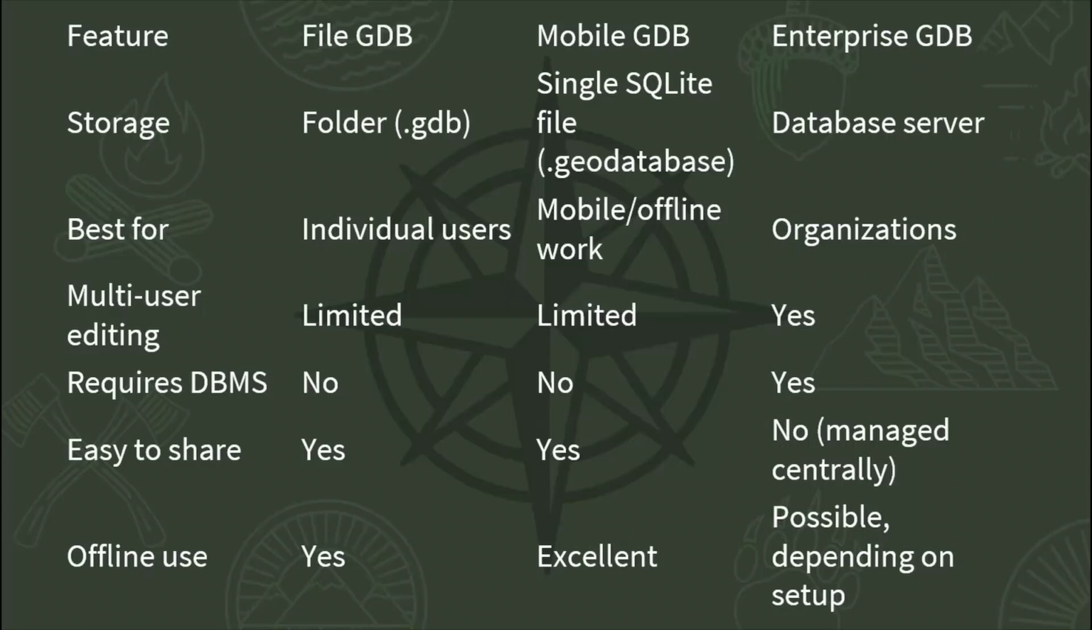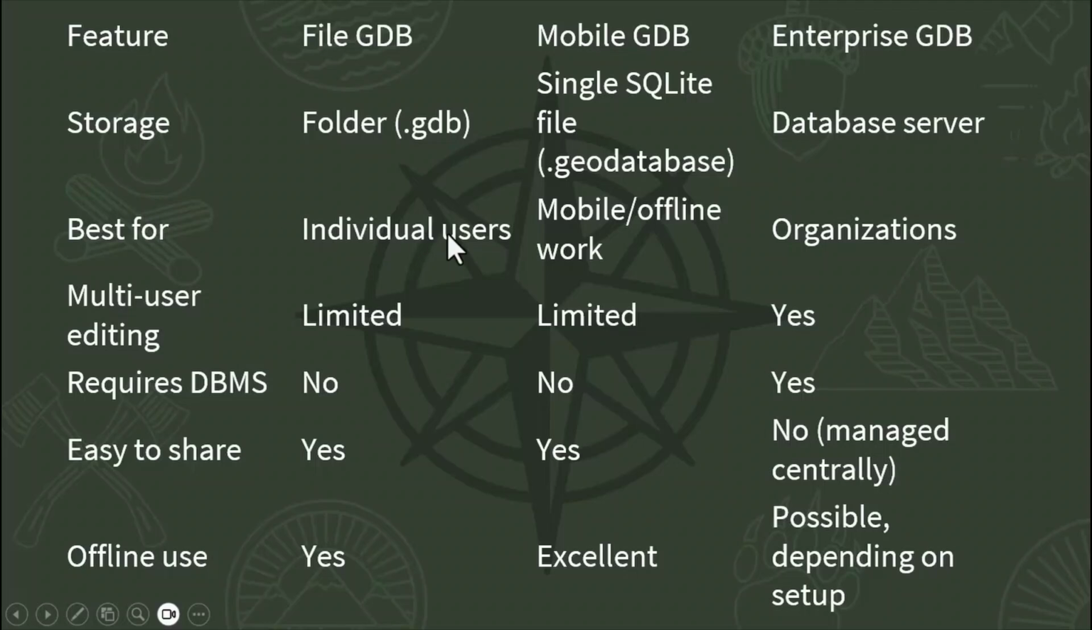So, comparing these ones we have, this will be the file geodatabase, mobile geodatabase, and enterprise geodatabase. So, in terms of storage, it's stored on what? Folder .gdb. Mobile geodatabase saves it as a single SQLite file with the extension .geodatabase. Enterprise geodatabase is a database server, so you see it as database server.